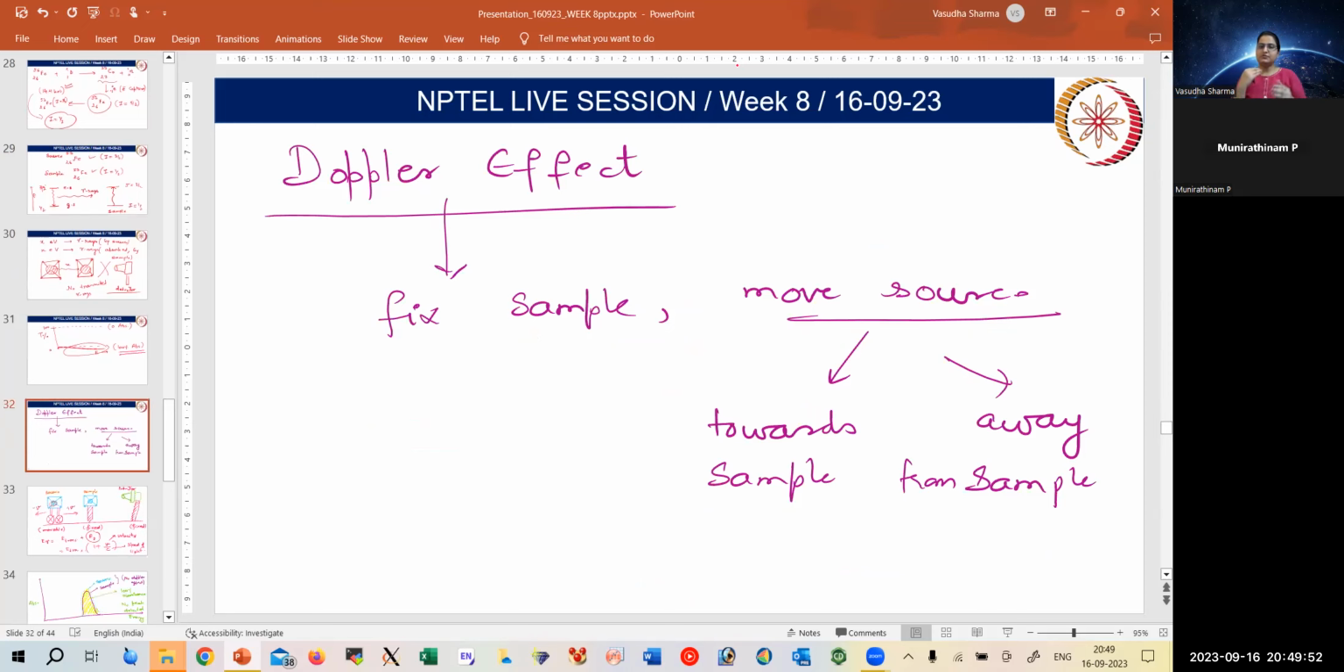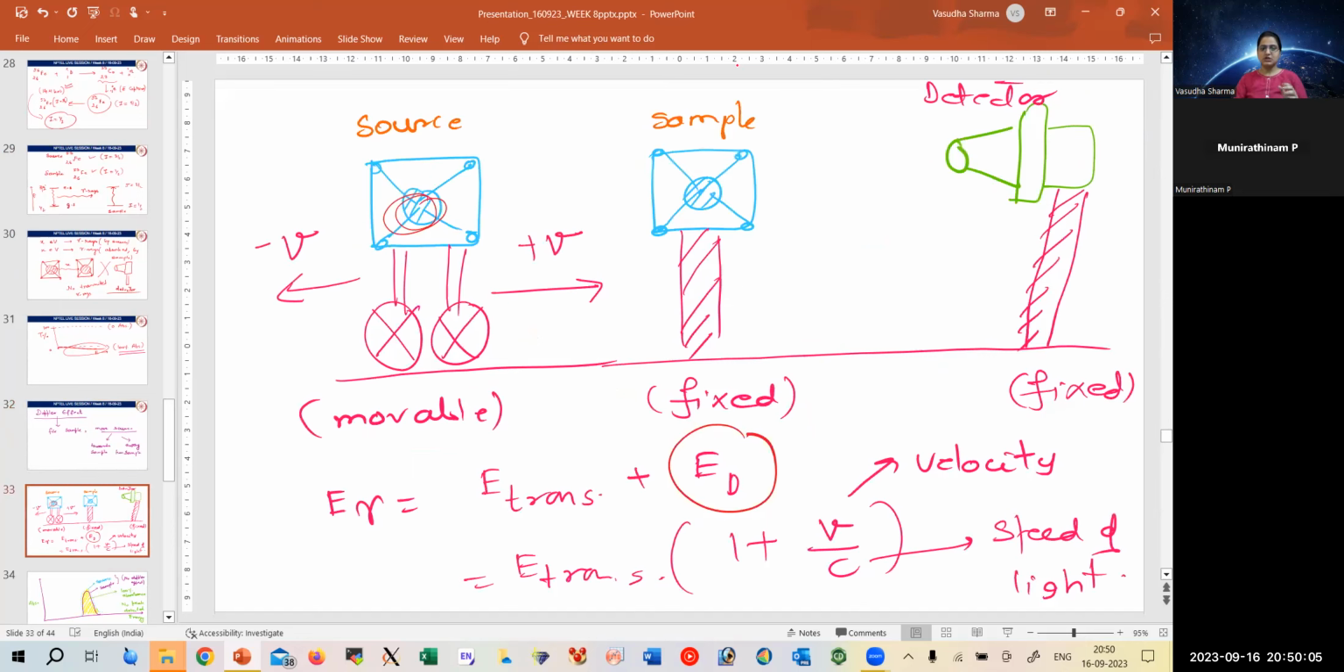Now we introduced the Doppler effect, where we can fix the sample as well as the detector, but move our source. When we move the source with a velocity, the energy of the source relative to the sample changes. We put the source on a wheel so it can move towards the sample, which is a positive velocity, or away from the sample, which is a negative velocity. With that, we get the shifted gamma radiation energy formula, which depends upon the velocity of the source divided by the speed of light.